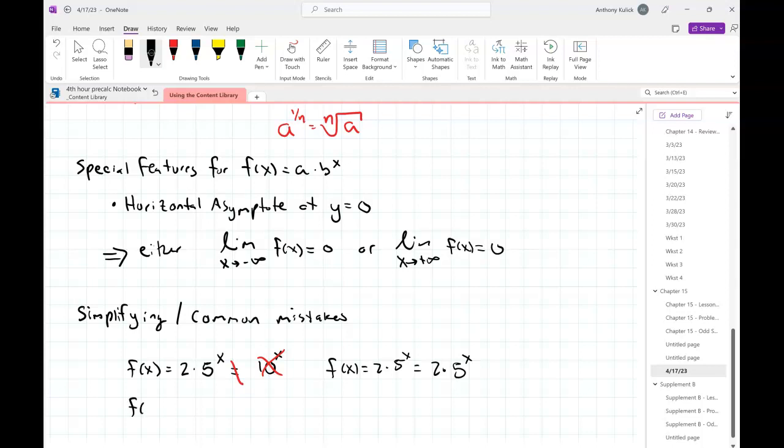Let's contrast that with what if we had the quantity 2 times 5, all to the x. What's that equal to? That's 10 to the x. Okay, so where the parenthesis is located definitely matters, right? In this previous example, you could think about the parenthesis just being around the 5 and not around the 2 if you'd like. Not incorrect to think about it that way.